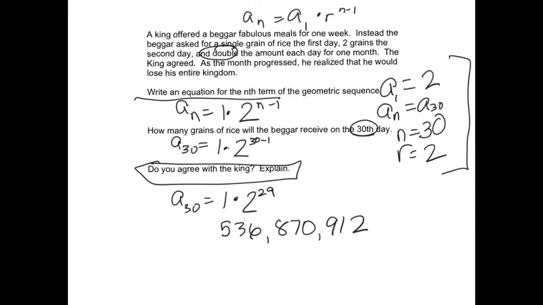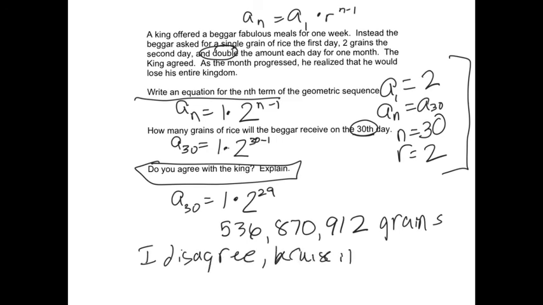So we know in this situation that is how many grains the king will lose. So the question is, do you agree with the king that, oh my gosh, I'm going to lose my entire kingdom? Or do you disagree? So if you answer this, you have to answer the first part. I disagree or agree, because it is only whatever you say.